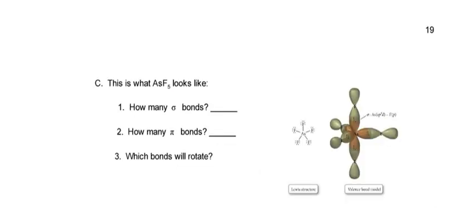Okay, so this is what it looks like. Here are my sigmas, which is my direct overlap. So I have 1 sigma, 2, 3, 4, 5. I have no P bonds. I have none of those up and down things. Will these bonds rotate? Yes. So the fluorine can twirl around. Okay, not a problem.